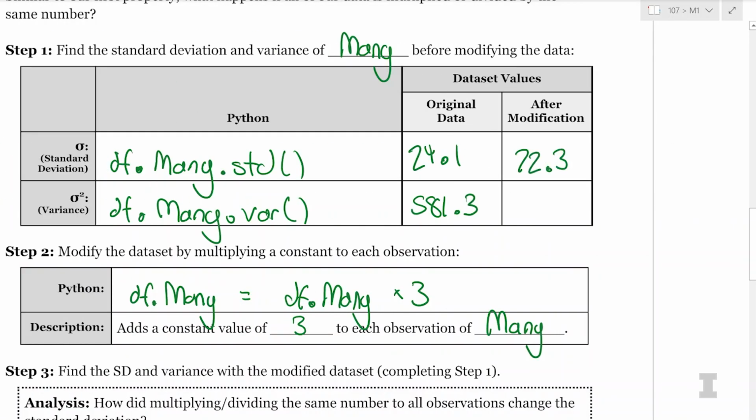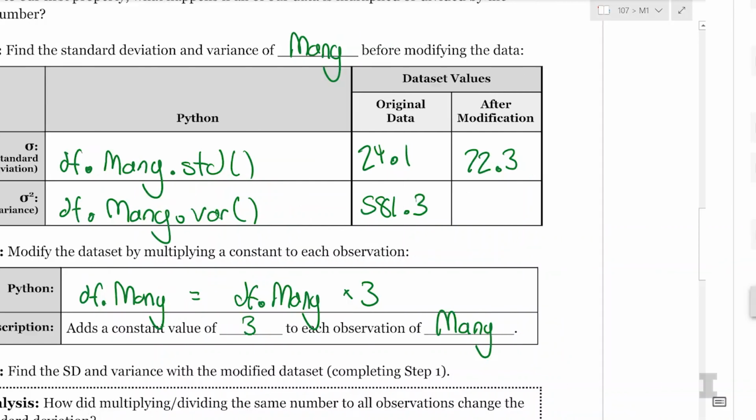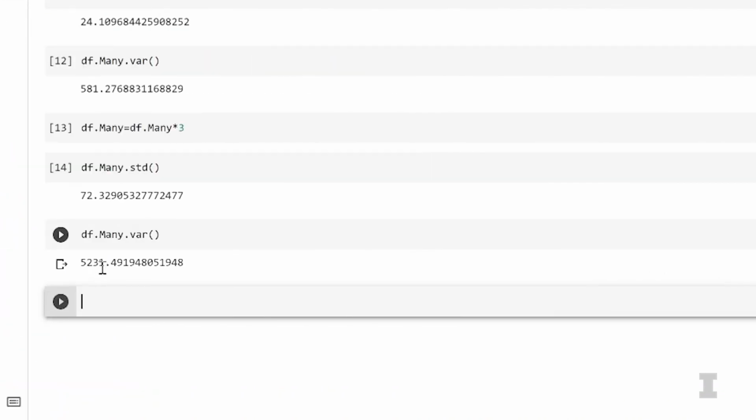So the standard deviation is 72.3. 72.3. And what about the variance? And the variance is 5,231.5. So wow, quite a bit of variance. Wow. So these both changed this time.